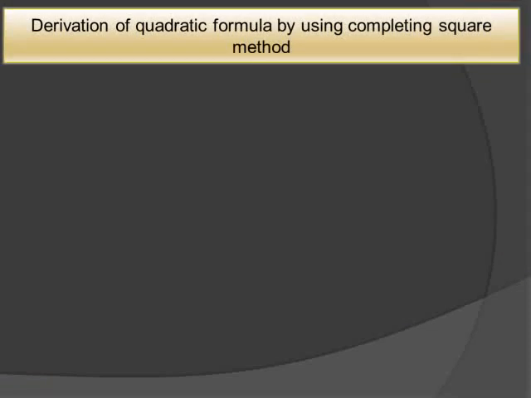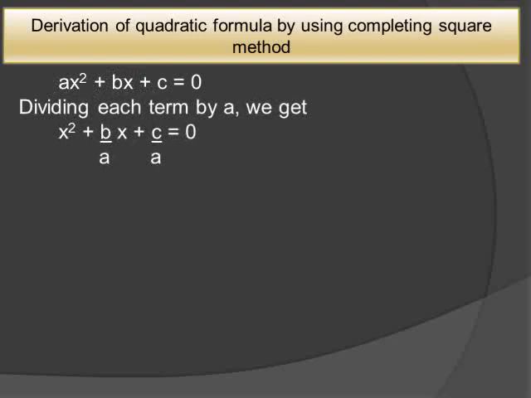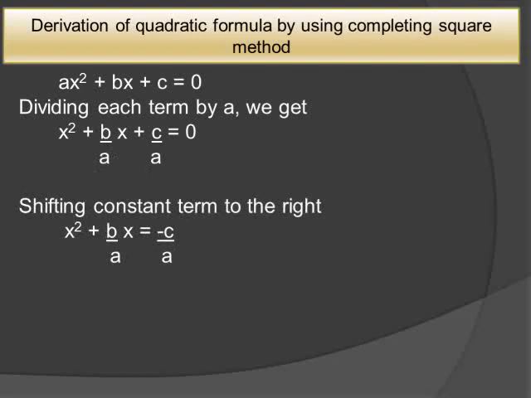First of all, we will write the quadratic equation as ax square plus bx plus c equal to 0. Dividing each term by a in this equation, we will get x square plus b over ax plus c over a is equal to 0. Now we will move the constant term to the right side from this equation. The constant term here is c over a. So by shifting constant term to the right side, we will get the next equation as x square plus b over ax is equal to minus c over a.